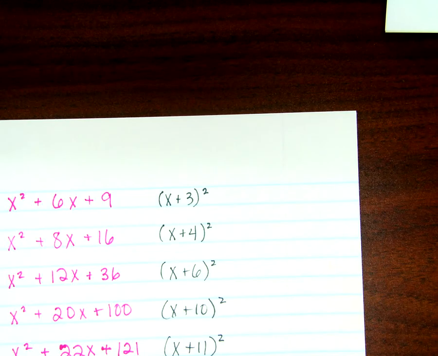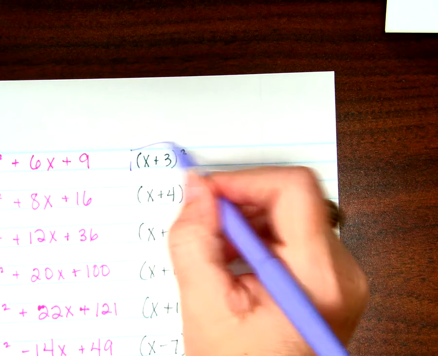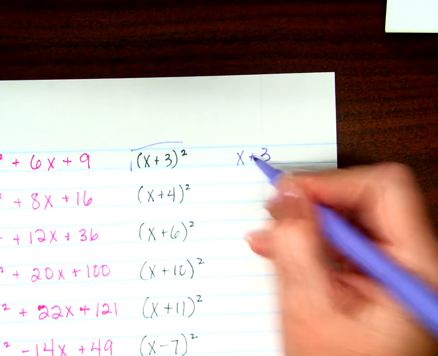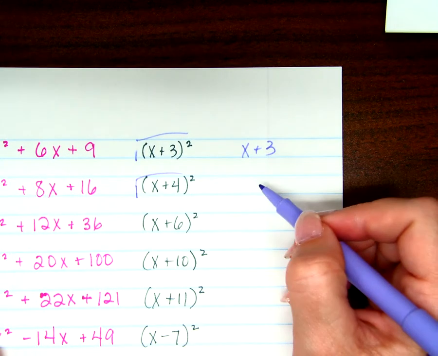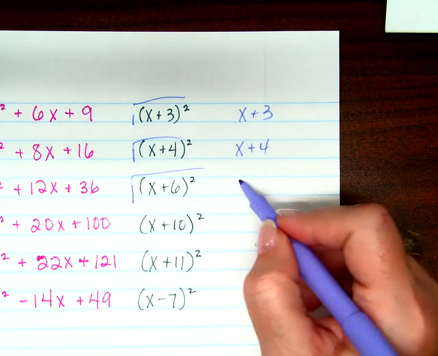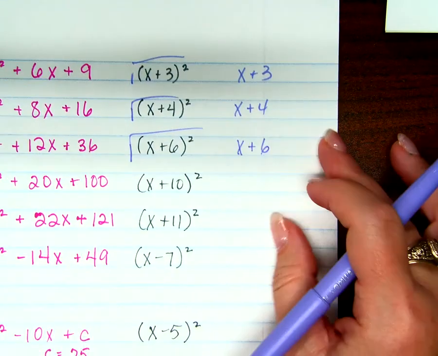Because the next thing we're going to have to be able to do is take the square root of that. What is it? X plus 3. Can you take the square root of this one? X plus 4. Can you take the square root of this one? X plus 6. You guys never believe me when I tell you stuff is easy.